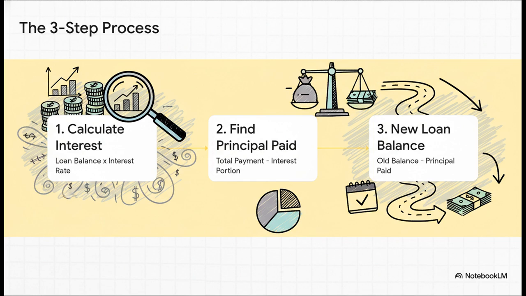Simple enough. Step 2, once you know how much interest you owe, you can figure out how much principal you paid. You just subtract that interest amount from your total fixed payment. Whatever is left over is what's actually chipping away at your debt. And finally, step 3, you calculate your new loan balance. You take the balance from the start of the period, subtract the principal portion you just calculated, and that gives you your ending balance, which of course becomes the beginning balance for the next period. You just rinse and repeat this 3-step cycle for every payment.